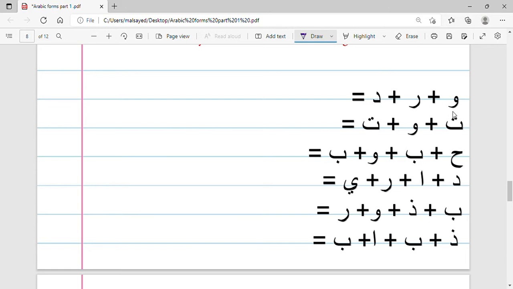So here we have the waw, the ra, and the dal. Waw is the first letter, so we choose the independent form because waw doesn't connect with the letter after. Since the waw doesn't connect with after, the ra is also going to be the independent form. Between the ra and the dal, again, the decision belongs to the letter before. The ra doesn't connect with after, so here also we choose the independent form of the dal. So that's the independent form of the waw, the independent form of the ra, and the independent form of the dal.